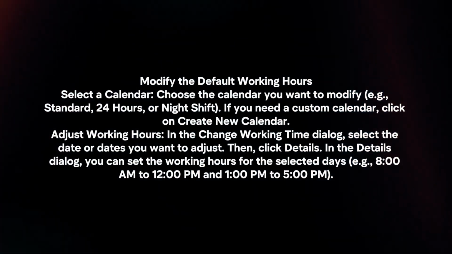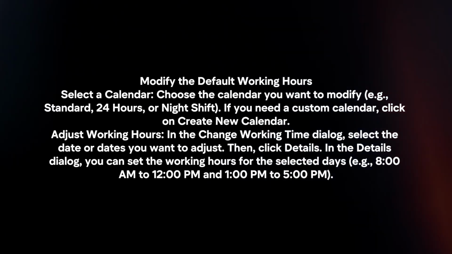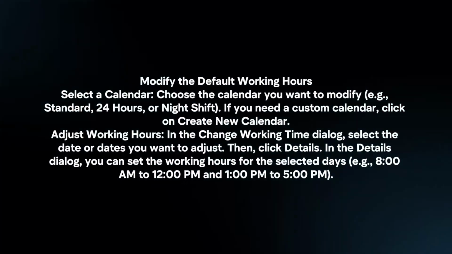Adjust working hours. In the Change Working Time dialog, select the date or dates you want to adjust. Then click Details. In the Details dialog, you can set the working hours for the selected days.